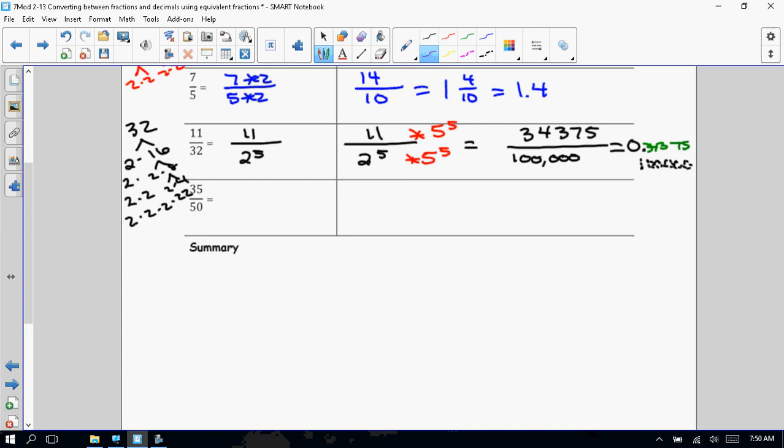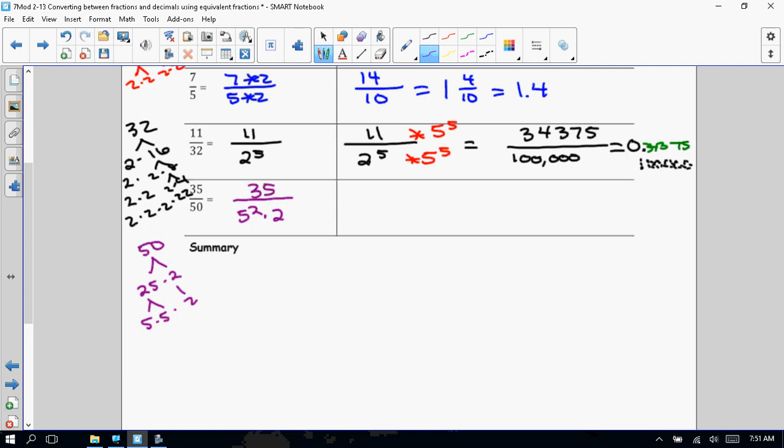All right, 35 over 50. 35 over 50, let's rewrite. What makes 50? 50 is 25 times 2, right? And 25 is really 5 times 5. And 5 times 5 is 5 squared. Okay, so this is really 5 squared times 2 in the denominator.